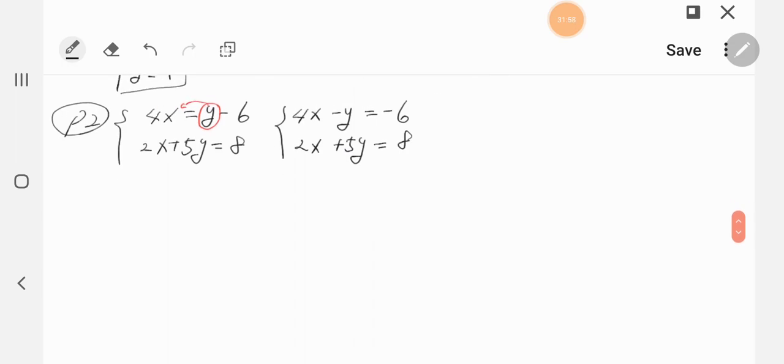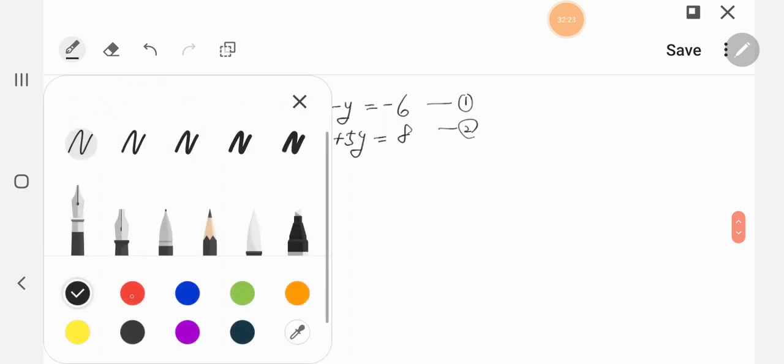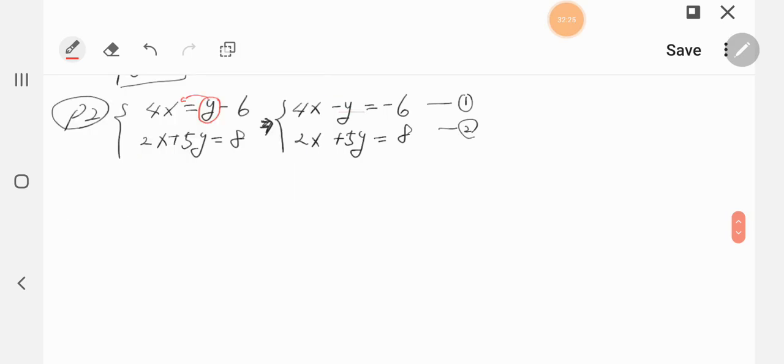Do you want to eliminate x or y? It doesn't matter, right? So let's say this is equation 1, this is equation 2. So we just rewrote the first equation like this, right? So from the new system of equations, why don't we just eliminate y? Okay, let's eliminate y. This is negative 1, this is positive 5.